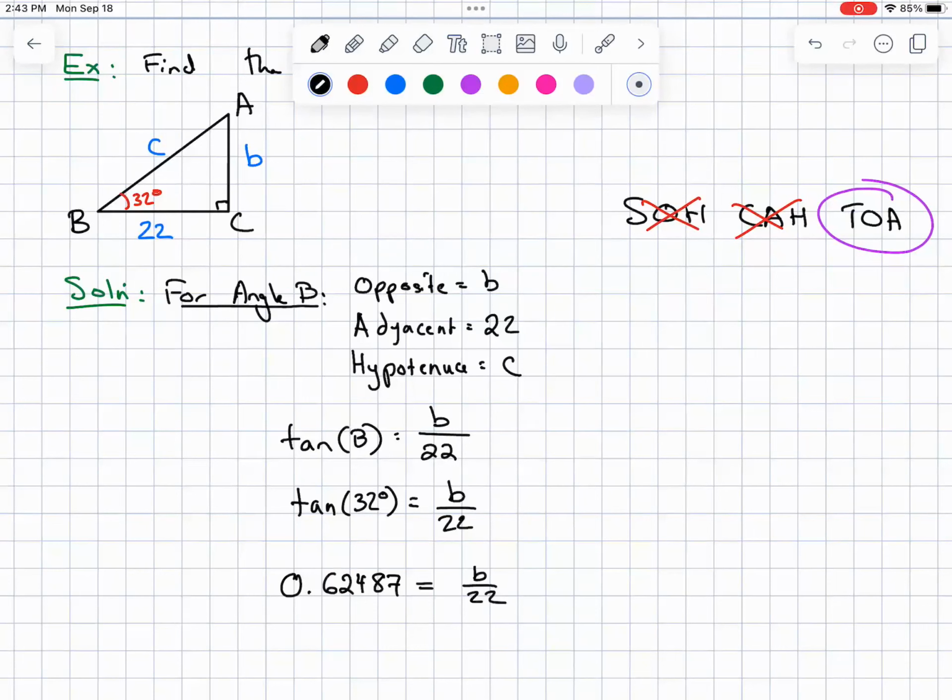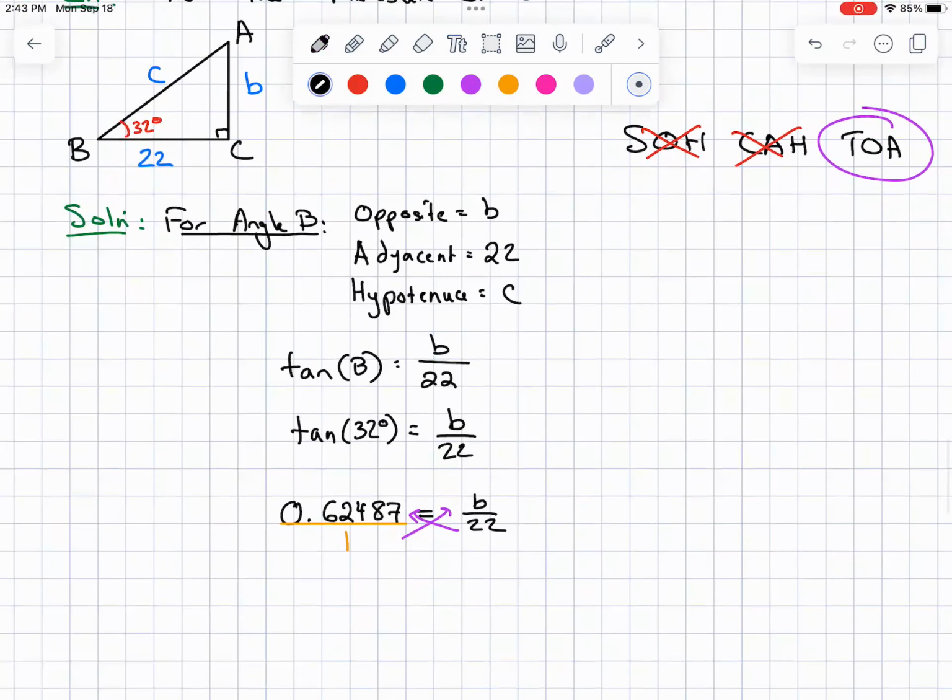So we're going to think of our decimal as a fraction by putting it over 1 so that we can cross multiply. And we'll get that b is equal to 22 times 0.62487, which is 13.74714.